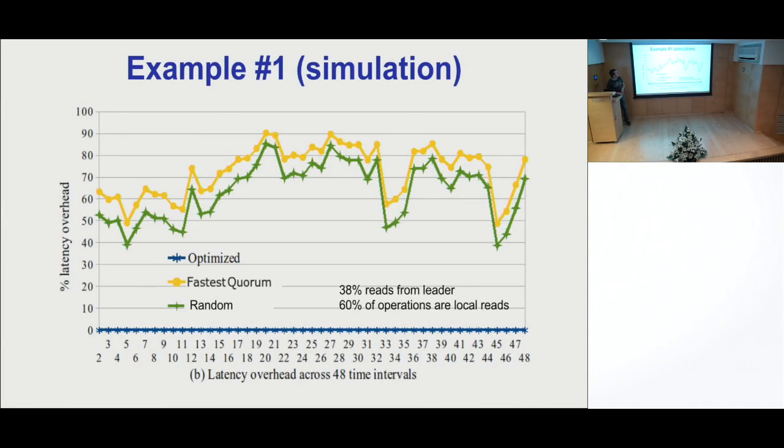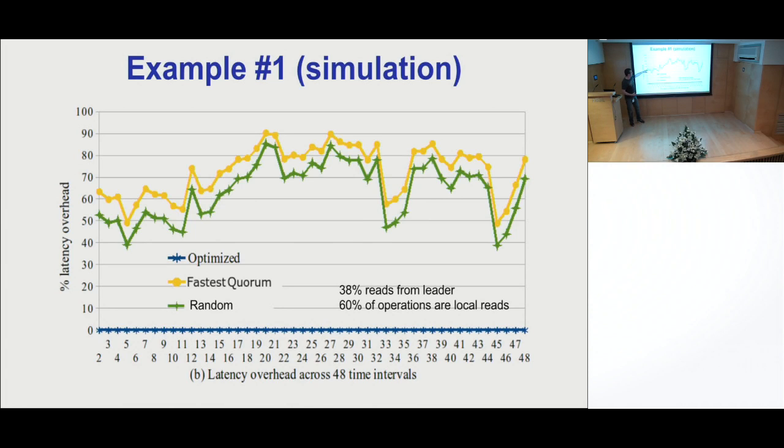So here's an example of how this works. The x-axis is time. We use a day's worth of workload from a real database, in half-an-hour intervals. The y-axis is the latency overhead over the optimum. The optimum is 0 here. It is computed by having an oracle that looks at the time interval and after the fact tells where the leader should have been. The optimized is the recommendation we produce. You can see that it's indistinguishable from the optimum.